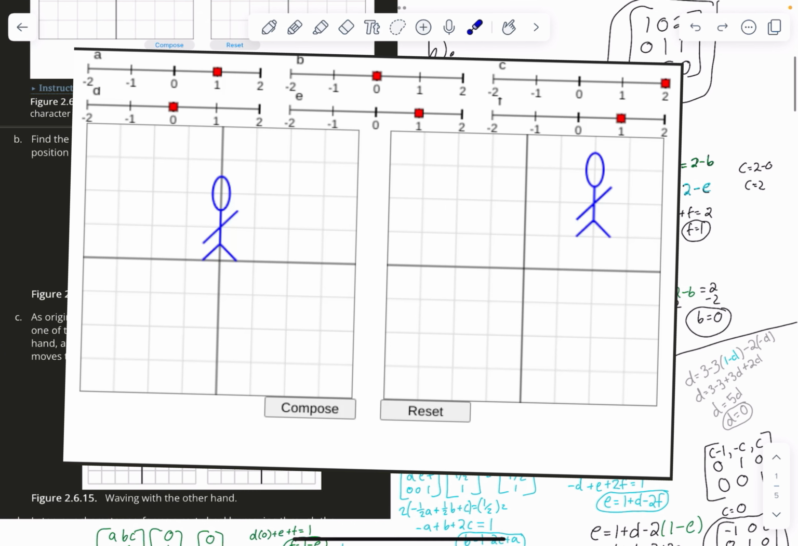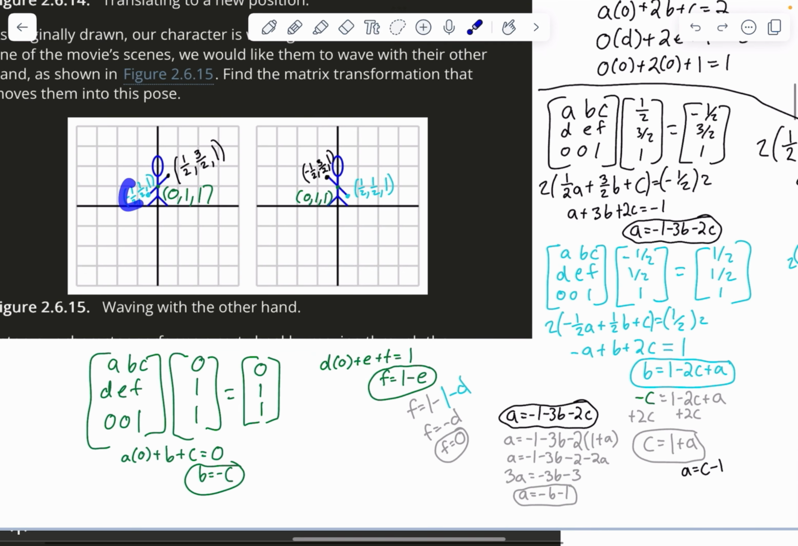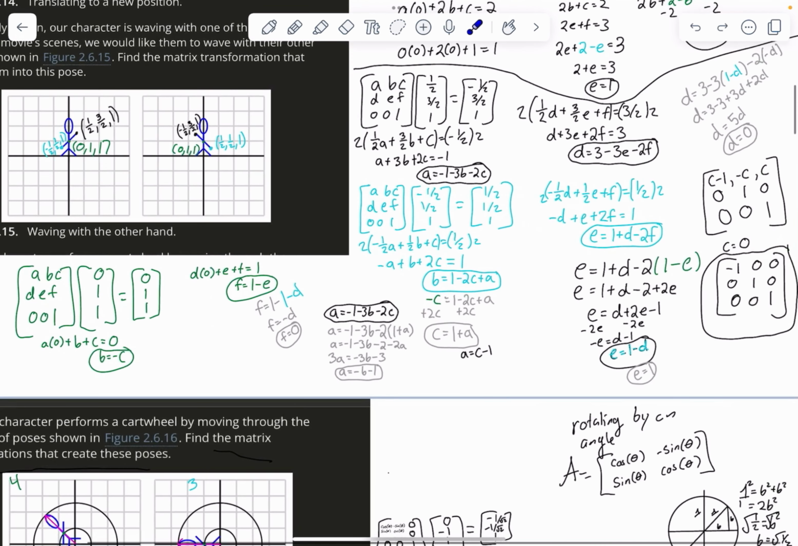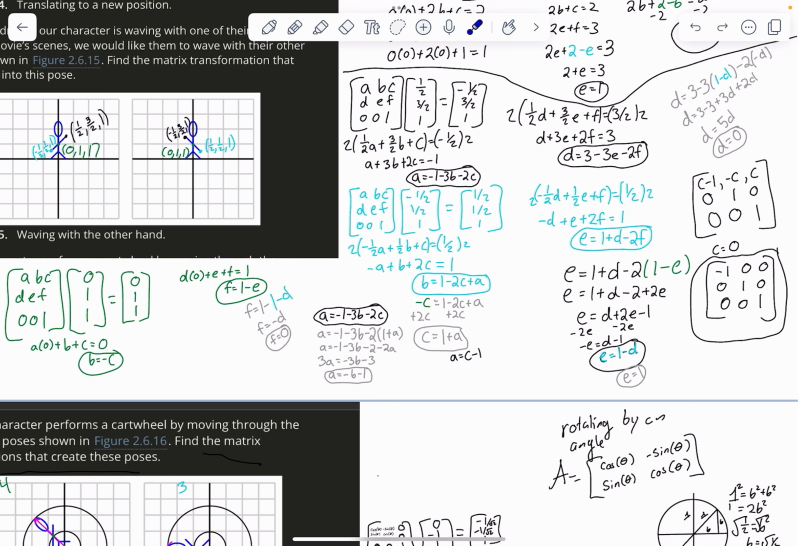Just some verification that it works. Same thing where I found the different points on the guy, and then I looked at how he moved. Lots and lots of solving, lots and lots of variables. I ended up having to do some thinking.